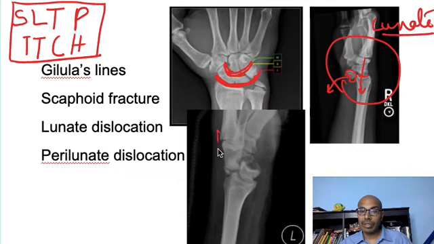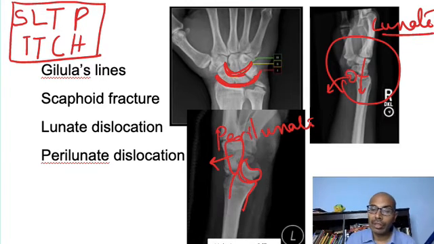The second type of dislocation at the wrist is called perilunate dislocation, where the lunate remains in line with the radius whereas the rest of the carpus has moved away. So this is called perilunate dislocation. Very simple to remember. So remember this so that you can get these questions right.